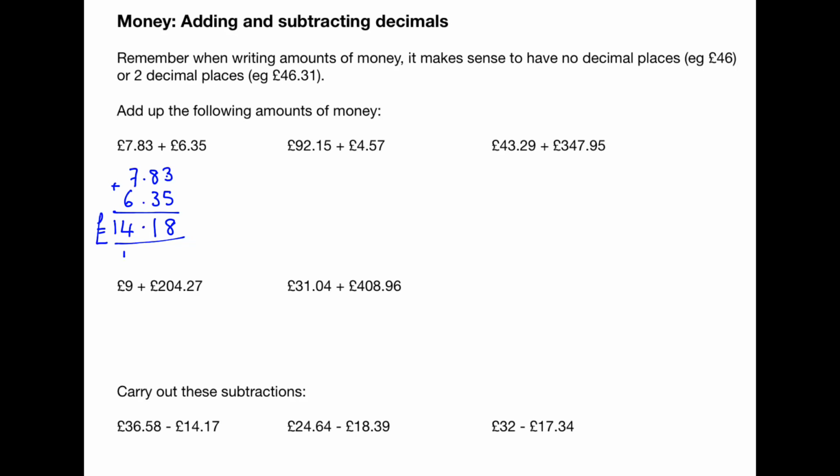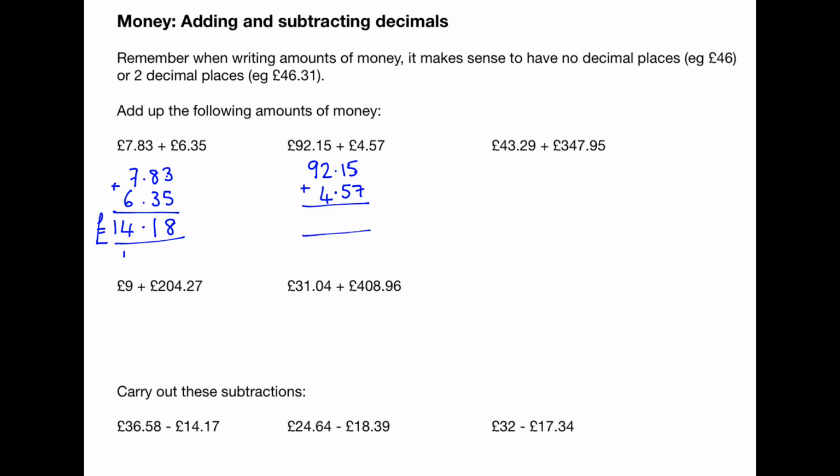Okay, the next one, £92.15, add £4.57. So again, we write that out ourselves, £92.15, add £4.57. If we put the point in first, then we know the 4 comes before the point and the 5 and the 7 afterwards. So if we notice here and in the last one, in both cases, we've got 2 decimal places and 2 decimal places. So we haven't needed to put in any zeros or fill in any gaps yet.